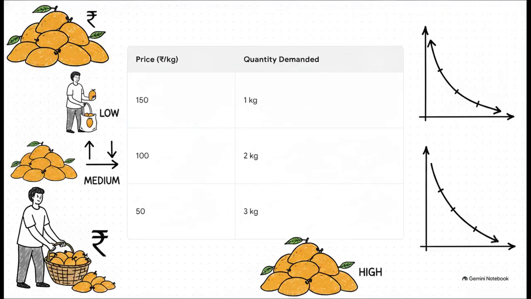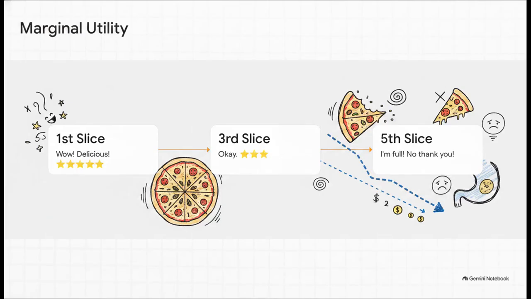Let's actually look at how this plays out in real life with some mangoes. When the price is super high, let's say 150 rupees a kilo, a buyer might just bite the bullet and purchase a single kilo. But watch what happens as that price drops. If the price falls to 100 rupees, the demand bumps up to 2 kilos. And at 50 rupees, it hits 3 kilos. This perfectly illustrates the fundamental law of demand. As the price goes down, the quantity a buyer demands naturally goes up. It's like clockwork.